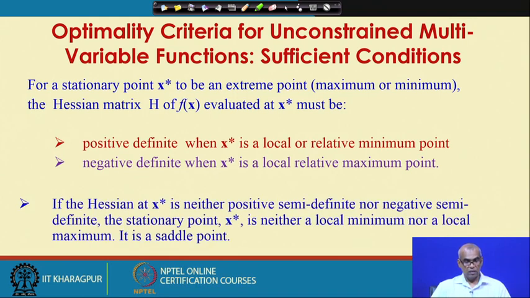And if the Hessian matrix is neither positive semi definite nor negative semi definite, the stationary point x star is neither a local minimum nor a local maximum, it is a saddle point. So, let me summarize one more time the necessary and sufficient conditions for multivariable functions, and I would like you to draw a parallel between the single variable function and the multivariable functions.